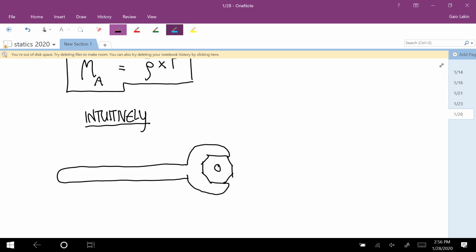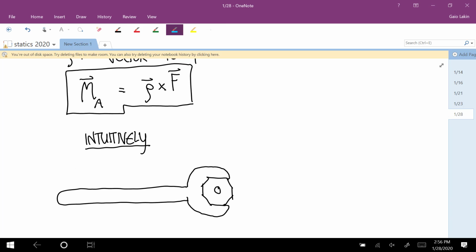Okay. So in this case, here's what we're talking about. F, yep, the force. So if you're trying to turn this, think of the bolt as the about point. Think of this as the point P. You're applying a force F at P, and the rho vector is this.